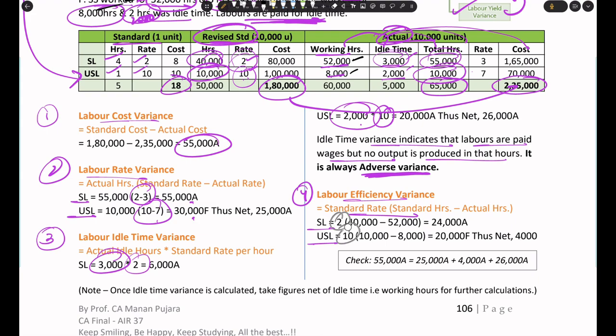The difference between standard hours and actual hours: standard hours is 40,000 and actual hours is 52,000. So we have to take actual working hours, not the total hours. Don't make the mistake here. 40,000, 52,000, and 10,000 and 8,000. So this is the net answer. Net is 4,000 adverse, because there are 24,000 adverse and 20,000 favorable, so 4,000 adverse.